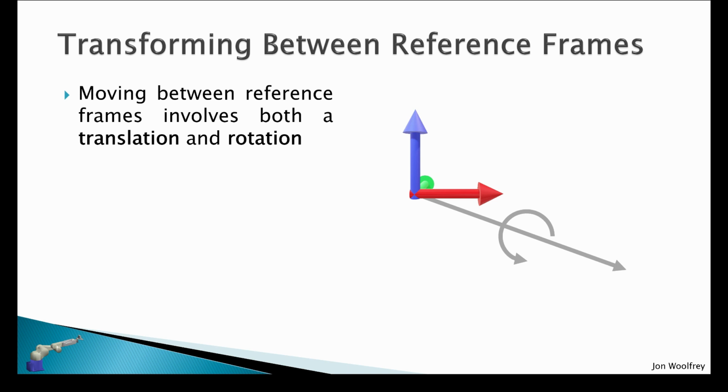Right, so transforming between reference frames. When we move between reference frames, this involves both a translation and a rotation. So we need both of these to describe pose.